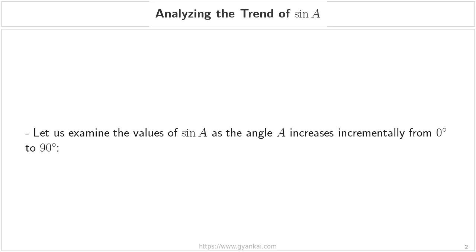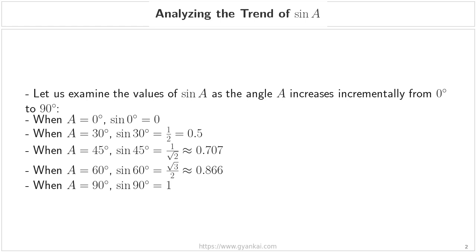Now that we've established that we are looking for patterns rather than just memorizing numbers, let's dive into the actual data. Let's examine the values of sin A as the angle increases incrementally from 0 degrees to 90 degrees. If you look at our list, when the angle equals 0 degrees, sin 0 degrees is exactly 0. As we move to 30 degrees, sin 30 degrees is 1/2, which is 0.5.